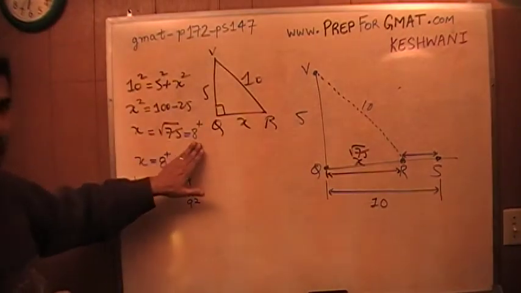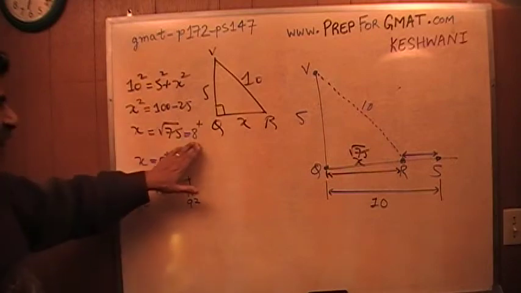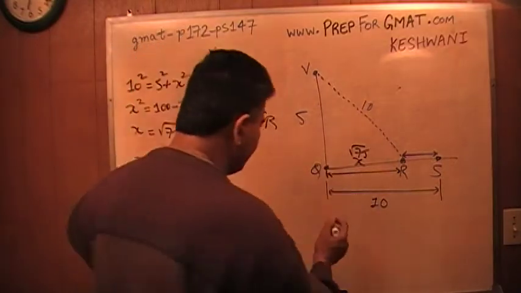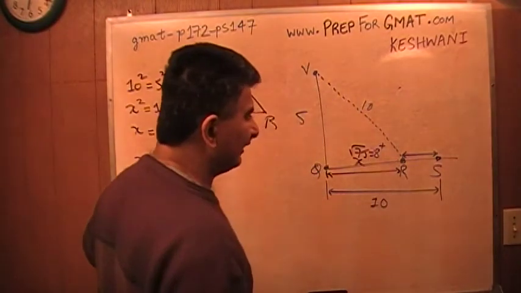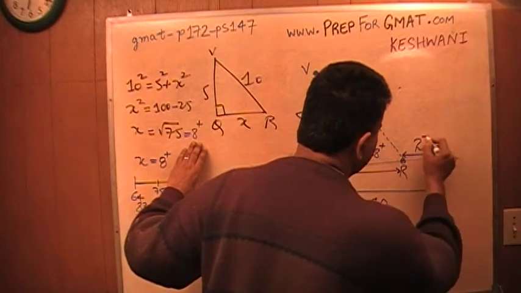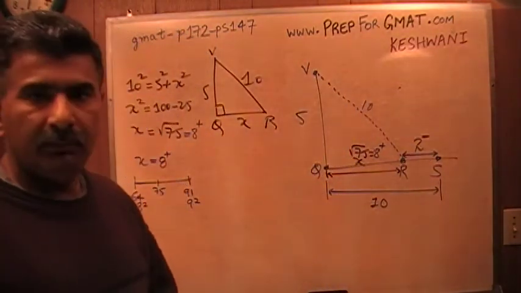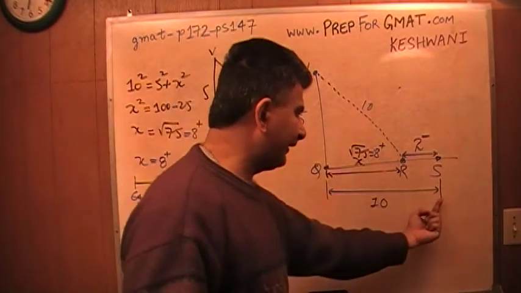My logic tells me that it's more than 8. How do I know it's more than 8? Because the square root of 64 is 8. If the square root of 64 is 8, the square root of 75 has to be more than 8. So if x is more than 8, it stands to reason that this distance QR to S, whatever it is, has got to be less than 2, because the whole thing is 10.